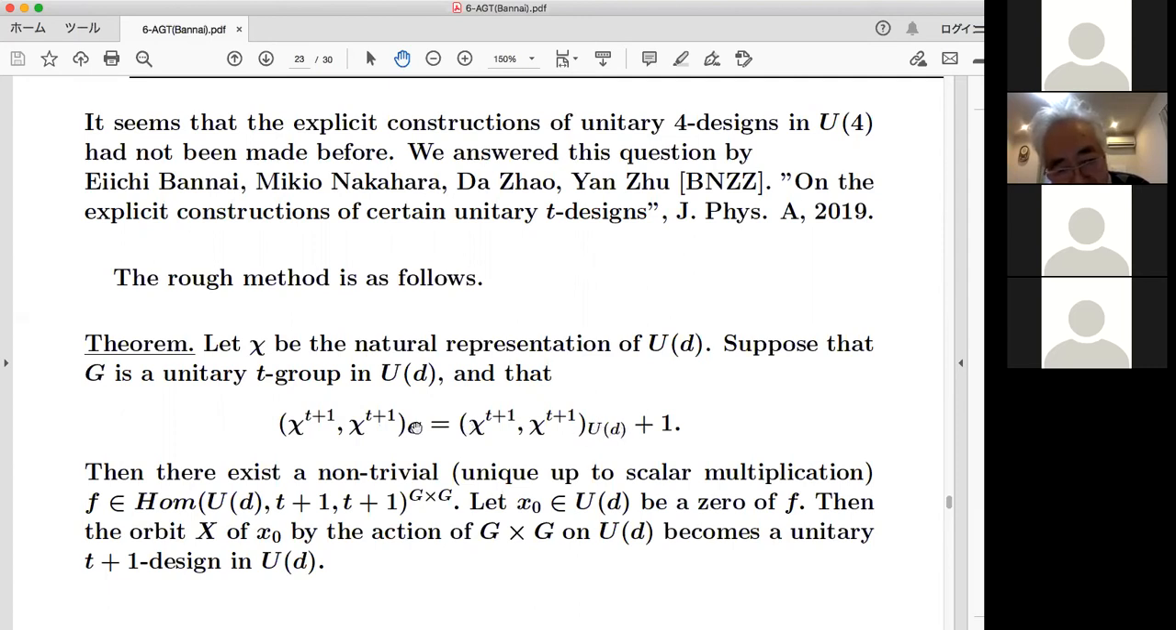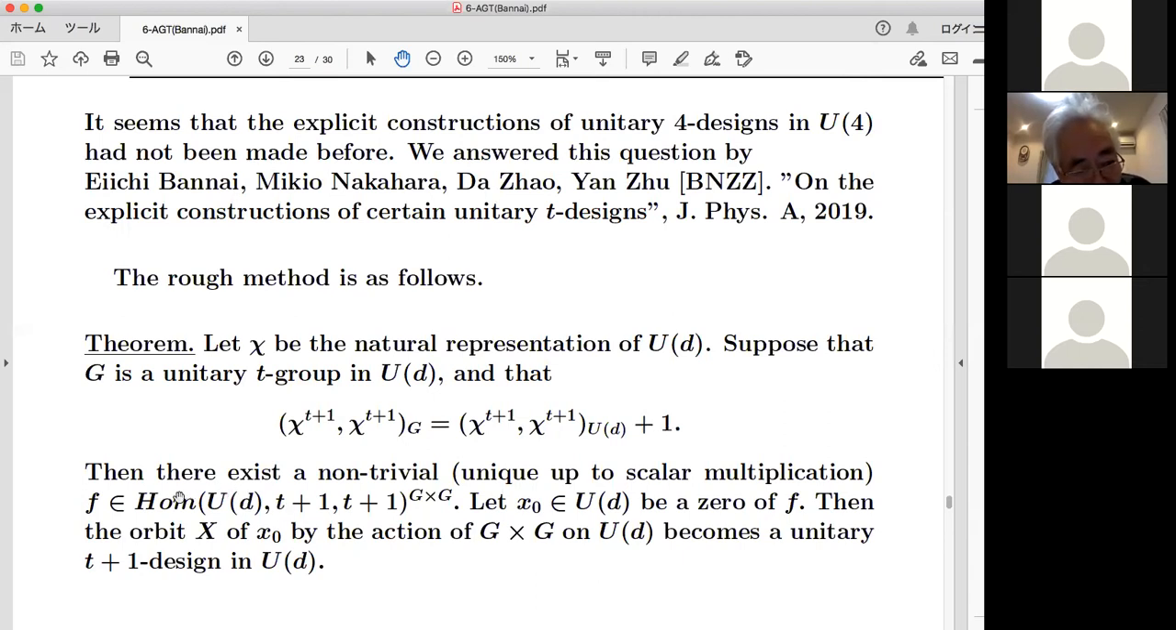Because G is a subgroup of UD, this inner product on UD is usually smaller than this. And if this inner product over G and over UD is equal, so there is no plus 1 here, then G is a unitary T plus 1 group. But what happens if these two inner products differ just by 1? There are some such cases.